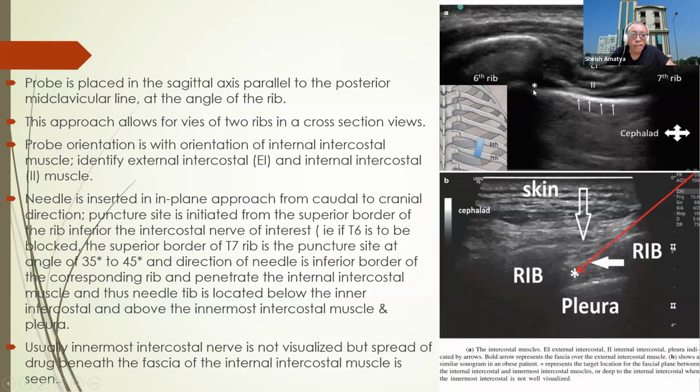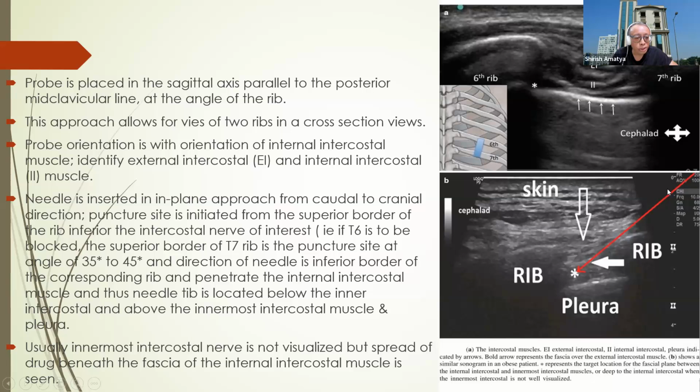And in this area, we can deposit the local anesthetic with steroid, or we can do radiofrequency, pulse radiofrequency, and ablate the nerve. Normally, we will not be able to visualize the intercostal nerve itself, so we tend to rely on the spread of drug between the internal intercostal muscle and pleura. This is how we will be blocking the intercostal nerve. And here in the lower part of the picture, I've shown you the red mark, which is the direction of the needle. As you can see, the puncture site of the needle is at the superior border of the lower rib.